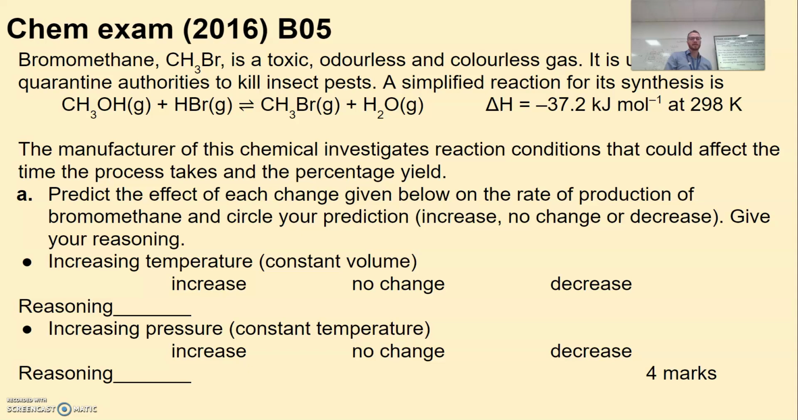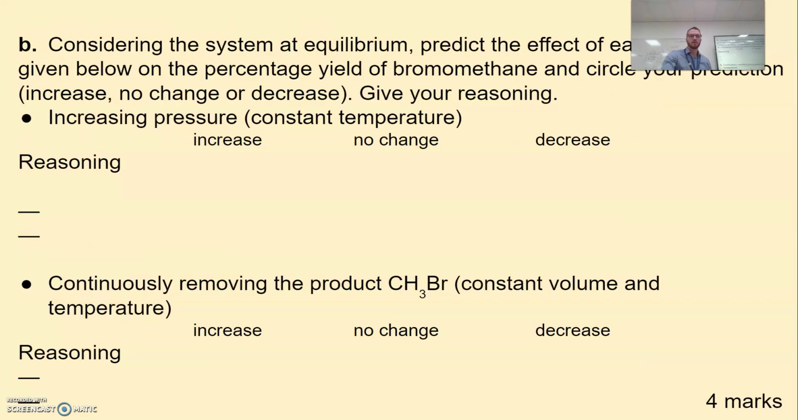Increase in pressure at a constant temperature. If it just says increase in pressure without specifying, we're assuming the increase in pressure is as a result of a volume decrease, right? So an increase in pressure does what? Increases the rate of reaction. Why? More particles in the smaller area, greater frequency of collisions, greater frequency of successful collisions, increased rate of reaction. Fantastic. Right. Consider the system at equilibrium.